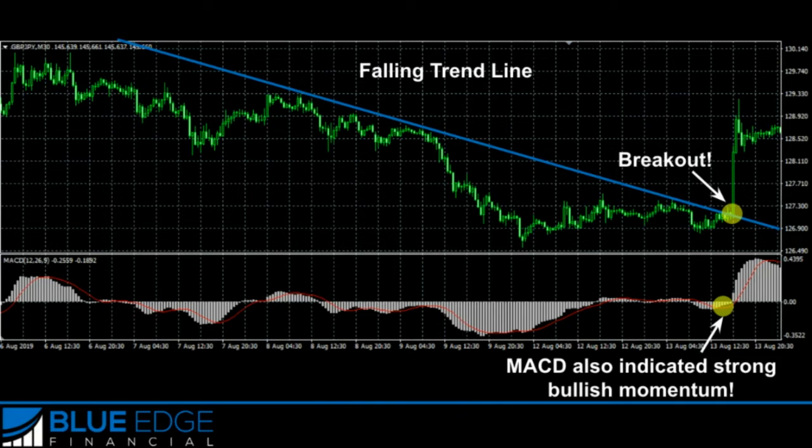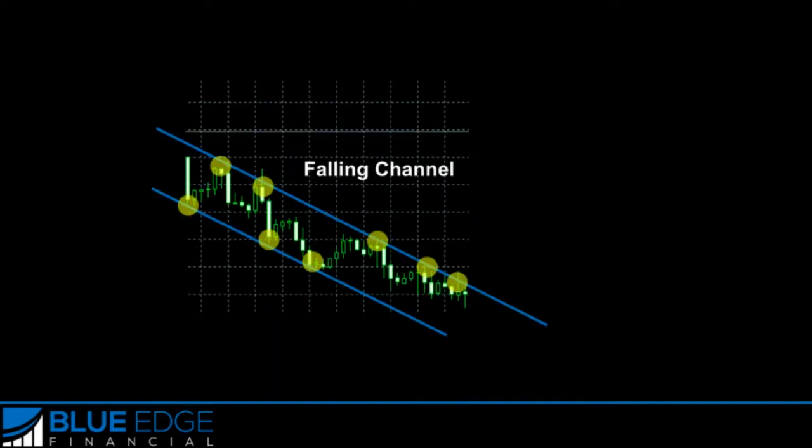For example, you can see here that as GBP JPY broke the trend line, MACD was showing bullish momentum. Using this information, we can safely say that the breakout will continue to push the pound up, so we should buy this pair.